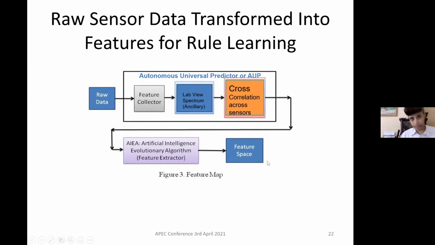Let me see if I can. So what I'm going to cover in the next few slides is going to be these three parts: the feature collector, the LabVIEW spectrum, which is an ancillary process, and then this cross correlation across the sensors. Okay, so I'm going to go to the next slide.